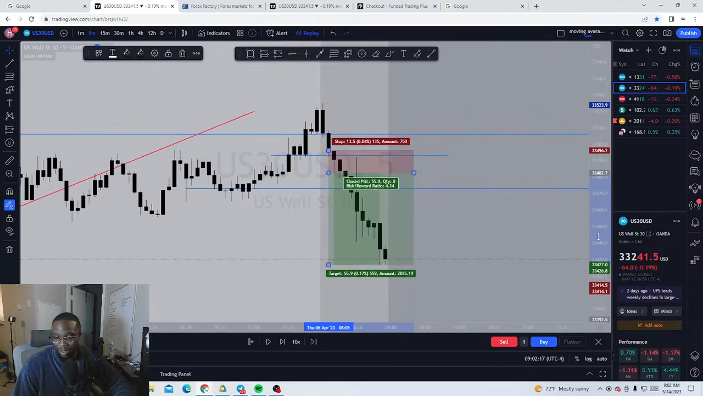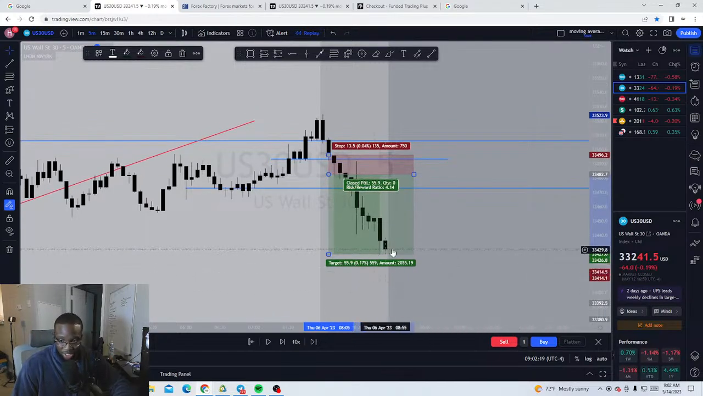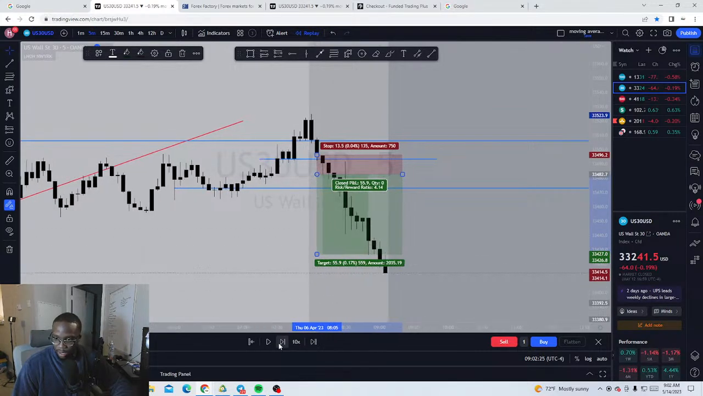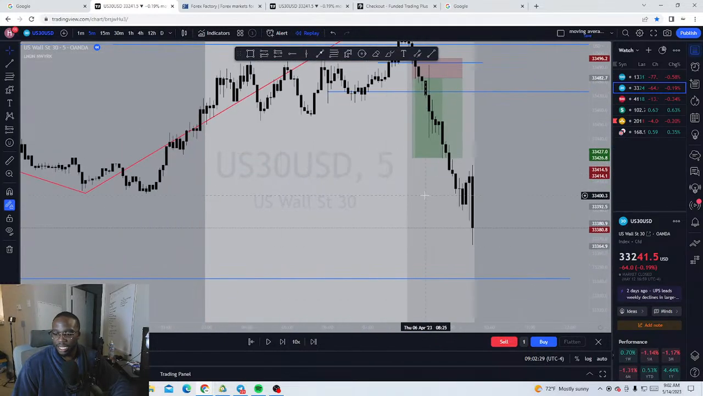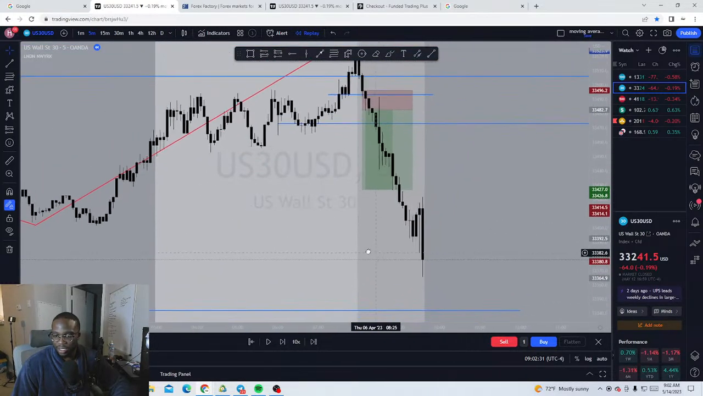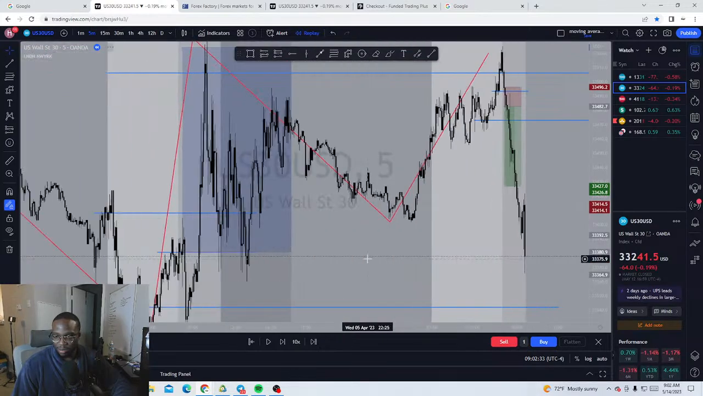I like to protect my profits. So I would have taken some profits here. Stops at break even, I can't lose. Look at this massive trade. Oh my God, TP2 is about to be hit.